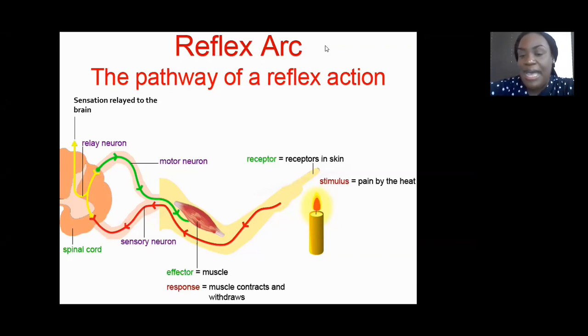So Denzel is also asking, what is a conditioned reflex? Don't worry, Ryan and Denzel, I'm going to answer that in a minute.